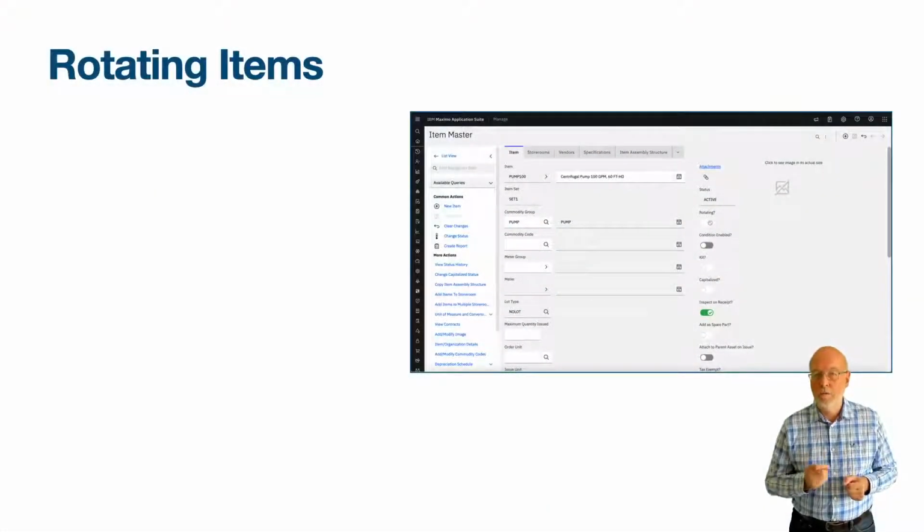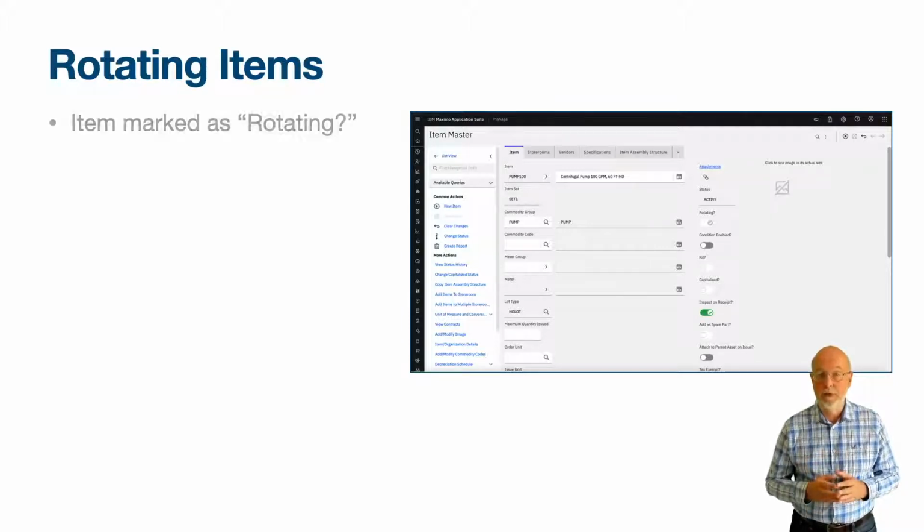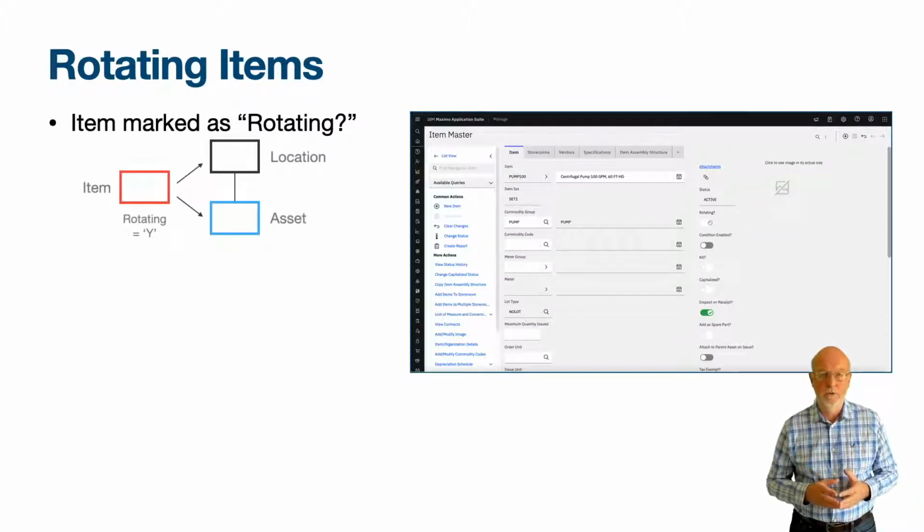We're in the Item Master application, which is found in the Inventory module. The application where you define items that are used in a storeroom or a purchasing document. For the item Pump 100, we find that the rotating field is set, and it is read-only. When this field is set, we then refer to the item as a rotating item. Conversely, when it is not set, we sometimes refer to the item as a non-rotating item.